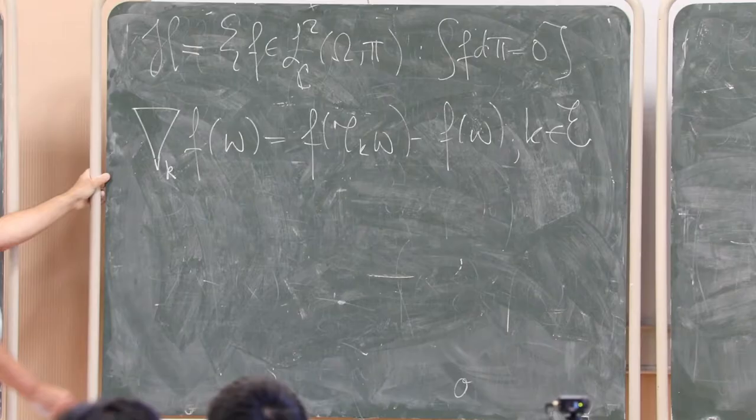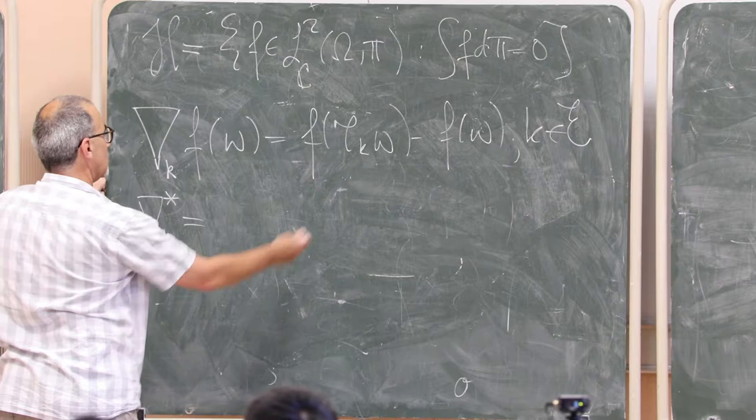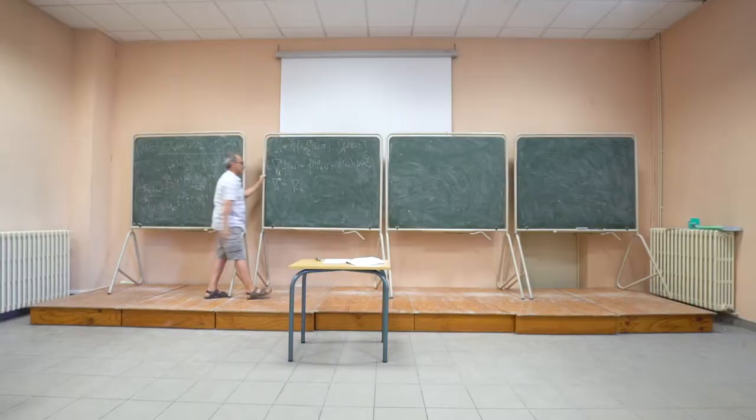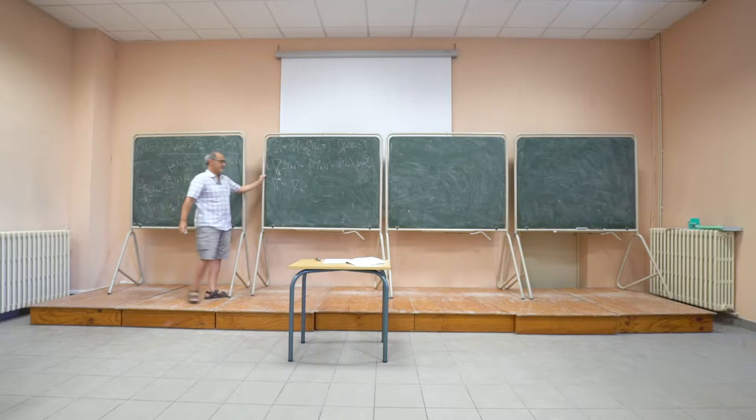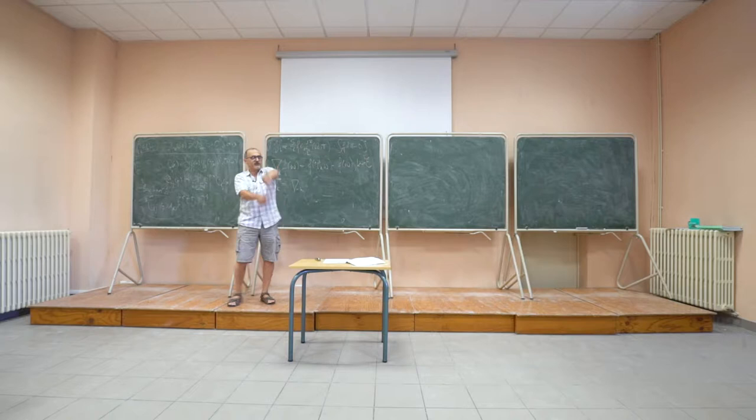Easy, not even homework, but convince yourself that its adjoint is equal to minus nabla of minus k. Its adjoint is nabla minus k, with a minus sign. Mind that k is this vector, minus k is that vector. Good.